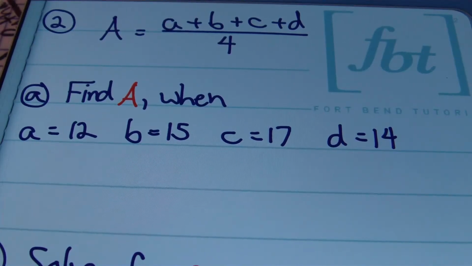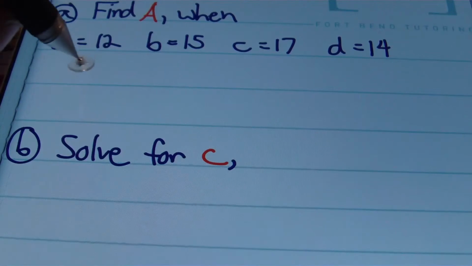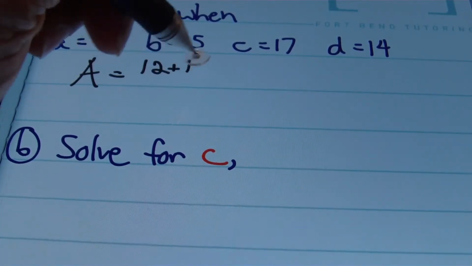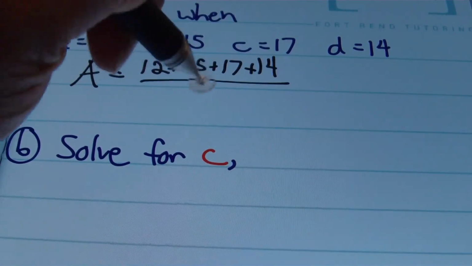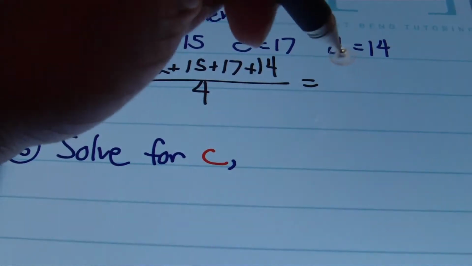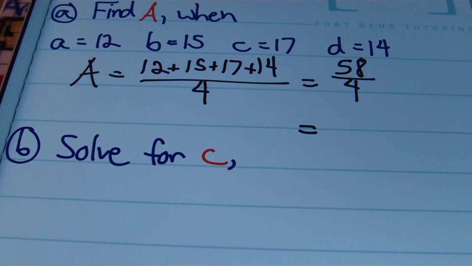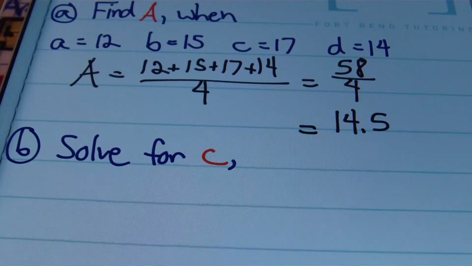So let's go ahead and plug that in and solve for it. We'll start by rewriting our formula here by having A equals 12 plus 15 plus 17 plus 14, all divided by 4, which gives us a result of 58 fourths. When you divide this, you'll end up with a value of 14 and 5/10. So this is our answer for problem 2A.